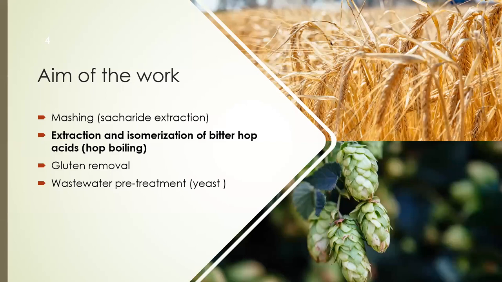Aim of the work. As I said, we wanted to apply cavitation in the beer brewing process. We can apply it in mashing to extract saccharides, but the main point we tried was to extract the bitter acids during the hop boiling and isomerize them. And we have found out that cavitation is able to raise the yield of the isomerization. Then we tried to remove gluten by cavitation, and we can also apply it to wastewater treatment to destroy some microbiological organisms.